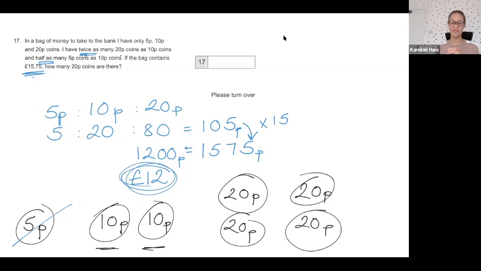No, it is not my final answer. So be careful, because after you've done all of that work, you probably think, great, I can stop and move on to the next question. You can't, I'm afraid. The question asks, how many 20p coins are there? Not how much do you have in 20p coins. So you need to figure out how many 20p coins are in 12 pounds. How many 20p coins are in £1?